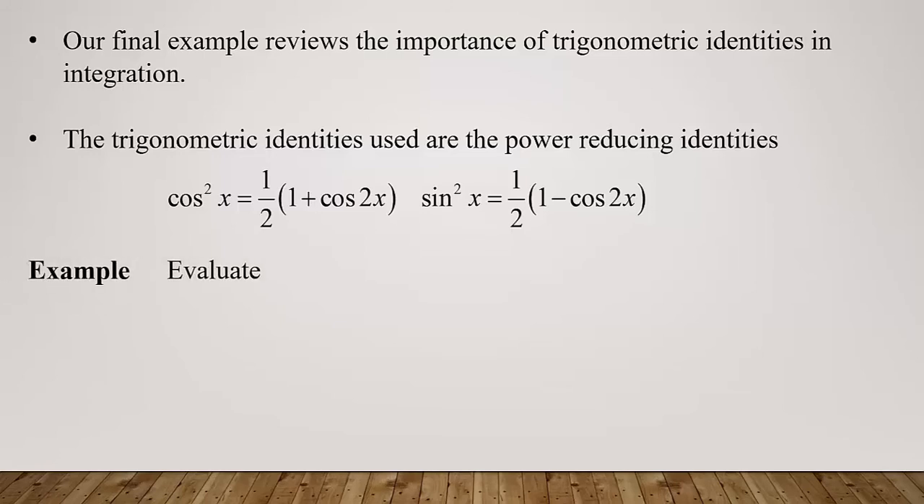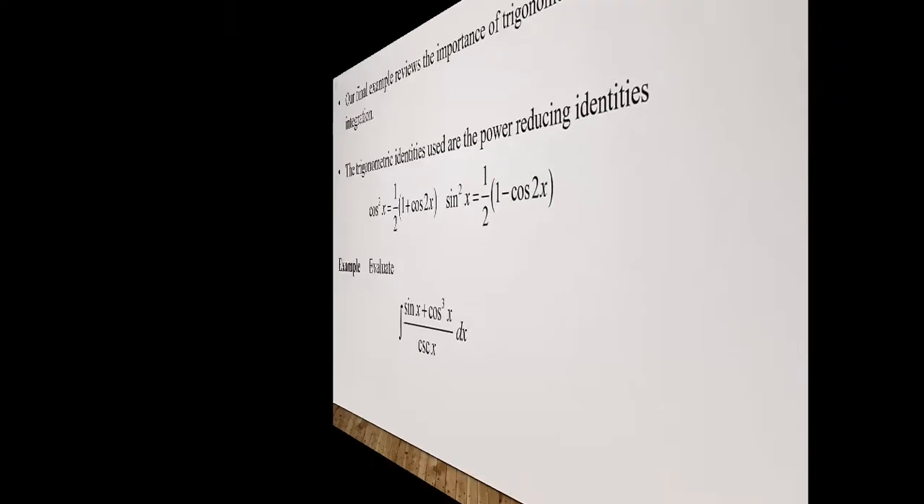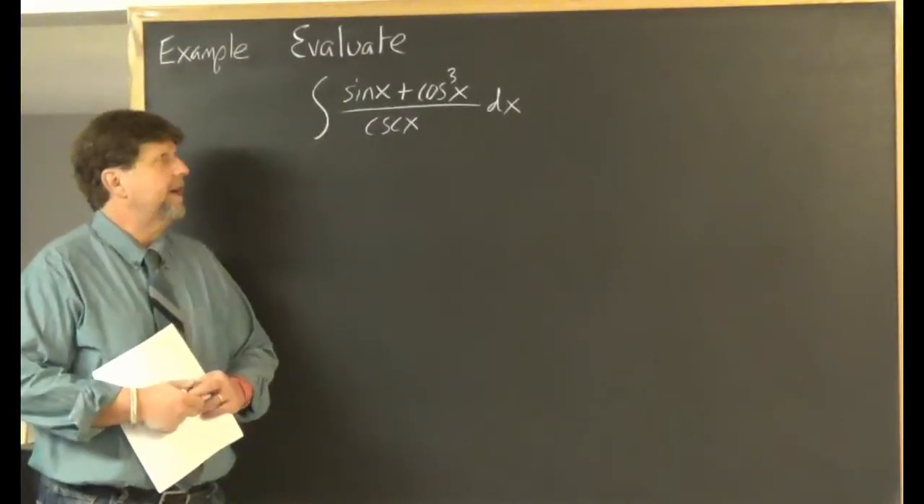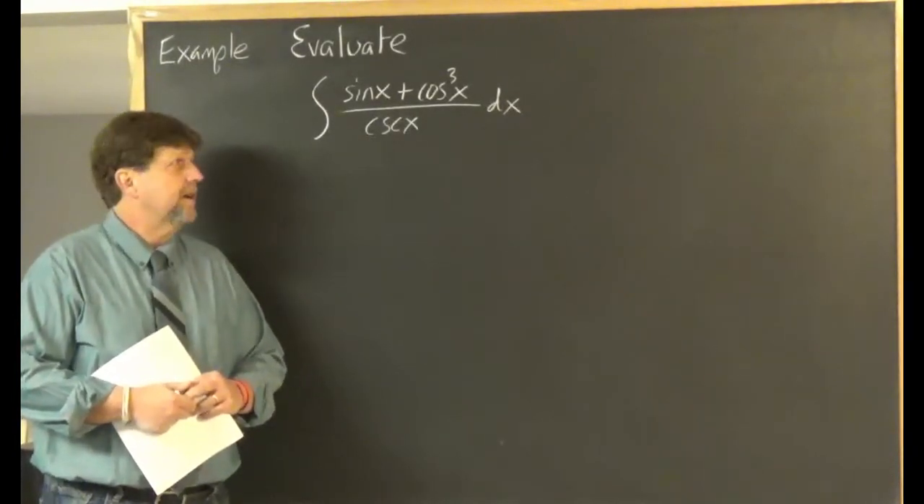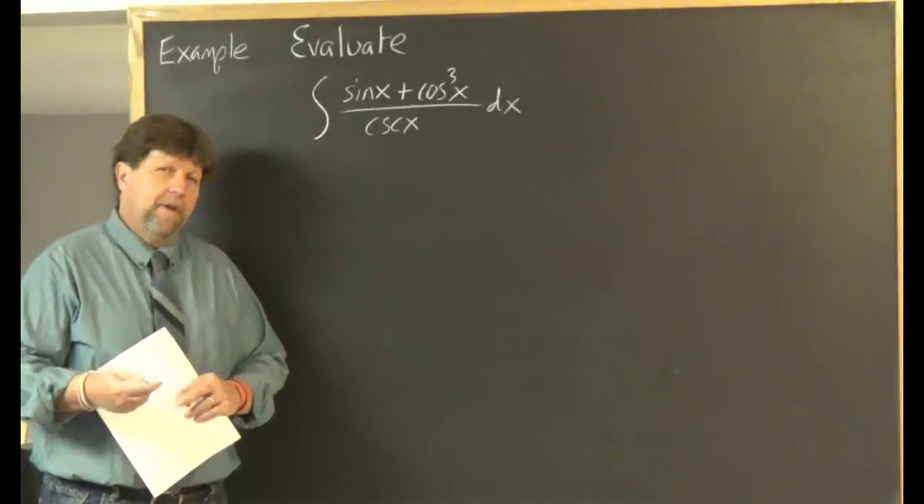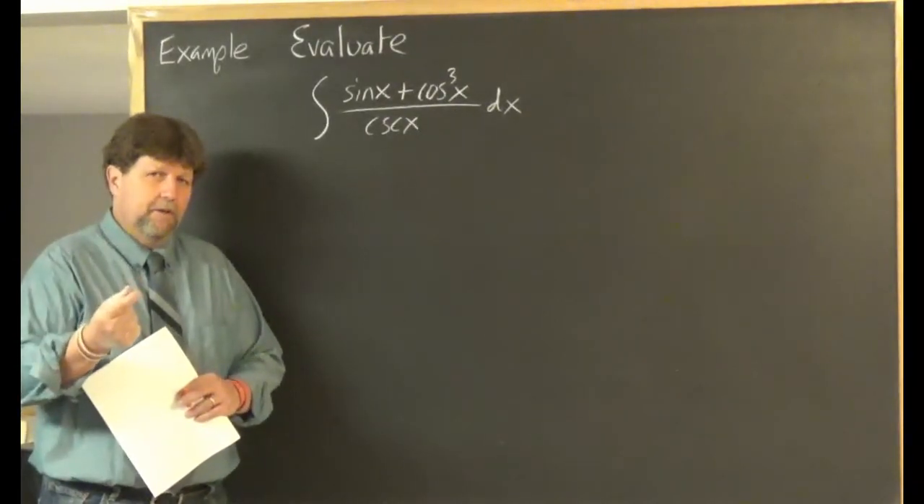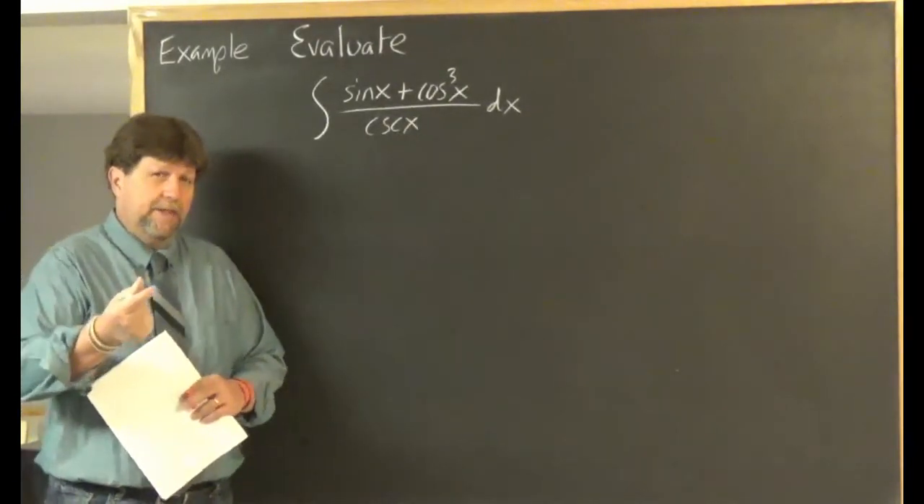So write this example down. We're going to evaluate the integral of sine x plus cosine cubed x all over cosecant x dx. So get it in your notes because I'm going to head off to the chalkboard to work through it. All right, here's how I begin this one. I see my denominator is a single term. It's a trig function, cosecant.